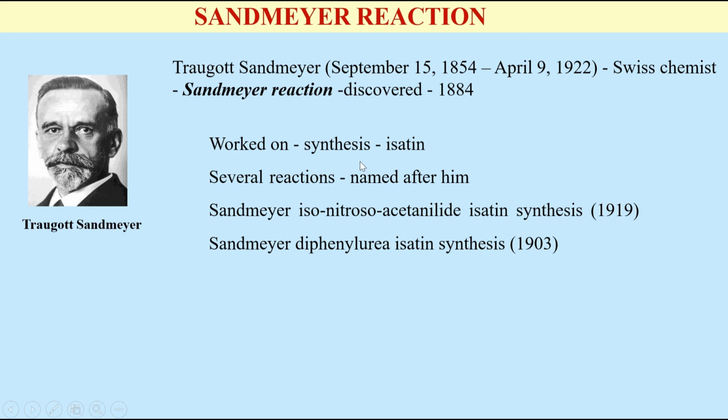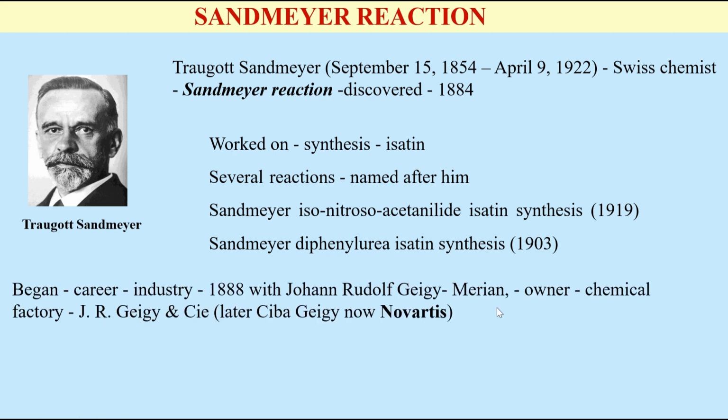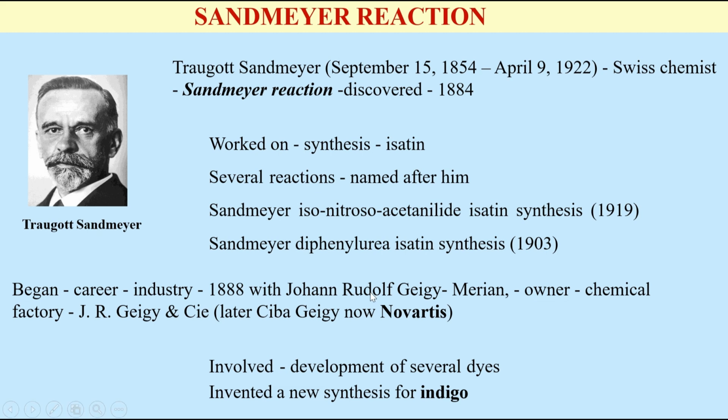To name a few, Sandmeyer isonitrosoacetanilide isatin synthesis given in 1919, Sandmeyer diphenylurea isatin synthesis. He began his career in the year 1888 with Johann Rudolf Geigy and Marion, who are the owners of the chemical company J.R. Geigy and Co, which later became the Ciba-Geigy Research Center, and now is named Novartis Laboratories. He was also involved in the synthesis of several dyes. He gave a new synthetic route for the synthesis of indigo dye.